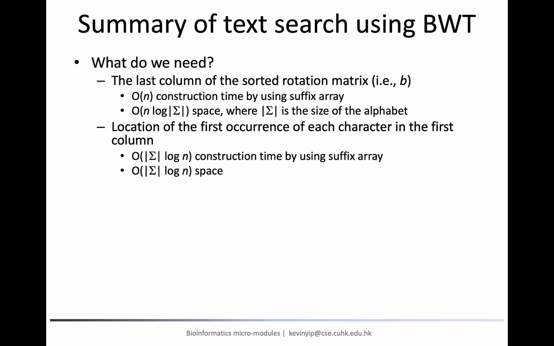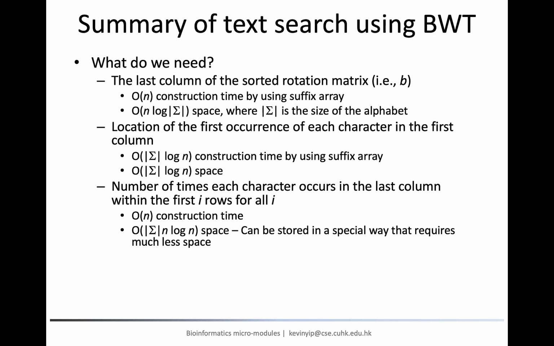Next, we need to record the first occurrence of each character in the first column of the sorted rotation matrix, which can be obtained by a simple linear scan of the sequence or by doing a binary search of each character using the suffix array.